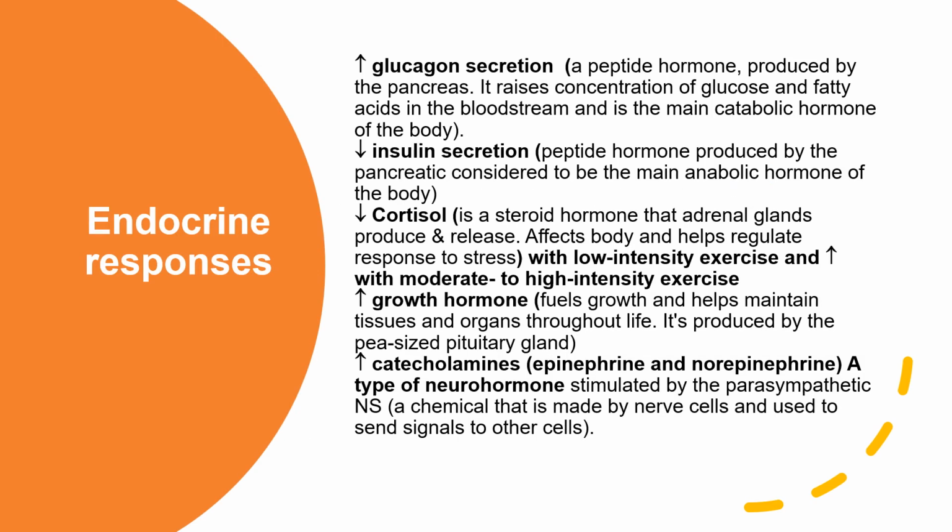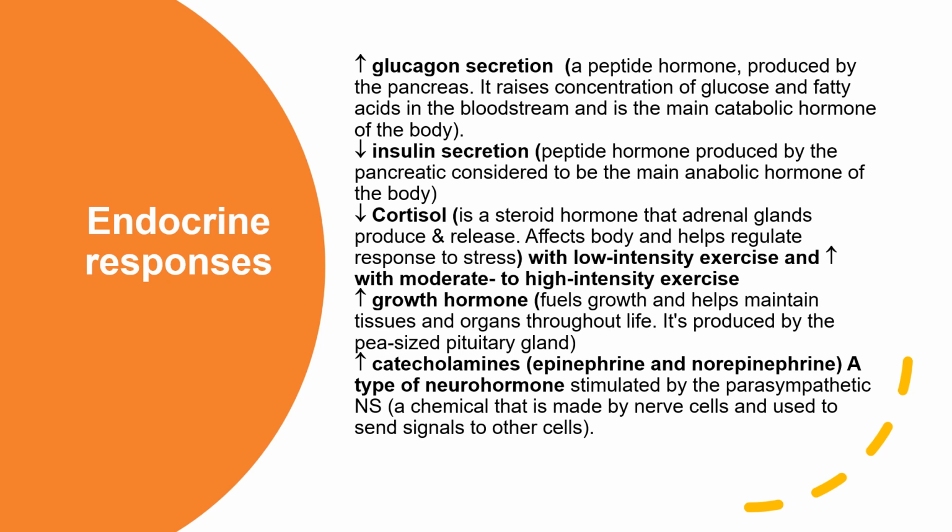During acute exercise, the endocrine system, which includes various glands that produce and secrete hormones, undergoes several responses to support and regulate physiological processes. These endocrine responses play important roles in modulating metabolism, energy utilization, and overall body homeostasis during exercise. Here are some key endocrine responses to acute exercise.